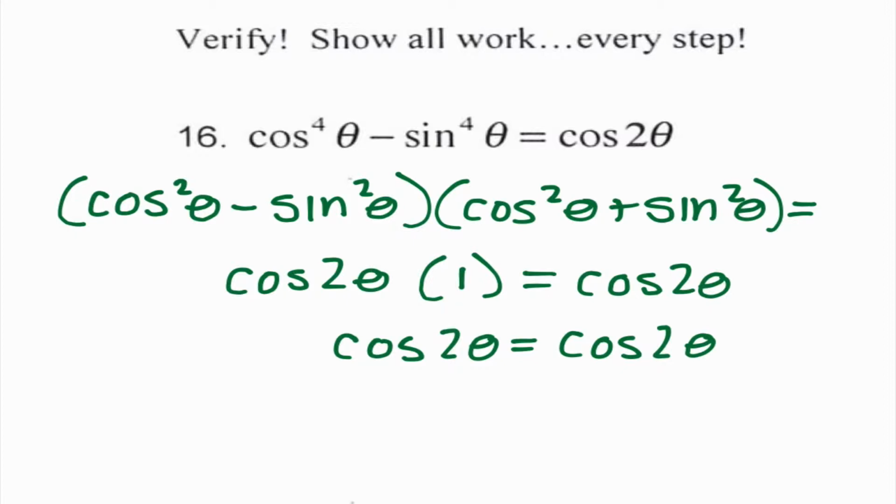It is asking us to verify, so that means we need to get the two sides equal to each other. I took cosine to the fourth minus sine to the fourth, and I realized that was a difference of squares. So I could write that as cosine squared minus sine squared times cosine squared plus sine squared. Using our Pythagorean identity, cosine squared plus sine squared is 1. Cosine squared minus sine squared fits our double angle identity, and that's cosine of our double angle. Cosine of our double angle times 1 is cosine of our double angle, and we are done because we have gotten the two sides to equal one another.